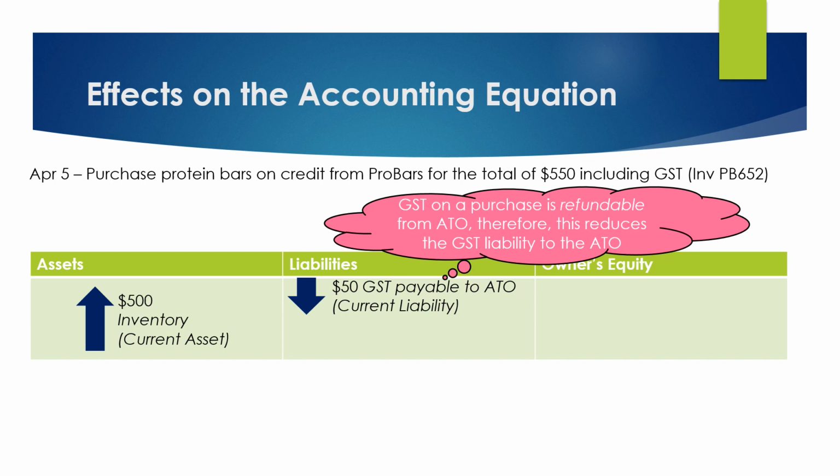Therefore, this reduces the GST liability to the ATO. We also recognize an increase in liabilities by $550 because we now owe the accounts payable more money.